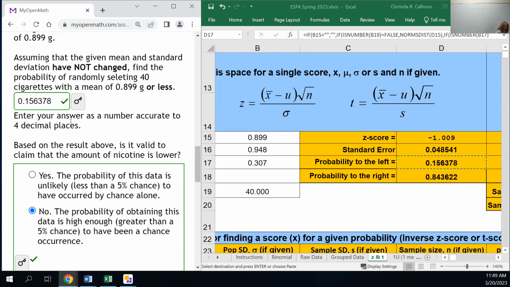Any questions about number 2? Okay, let's look at number 3.